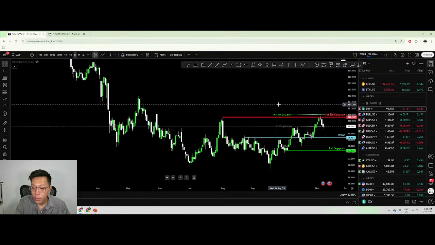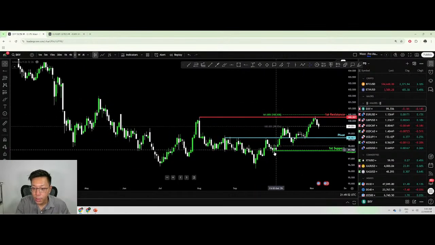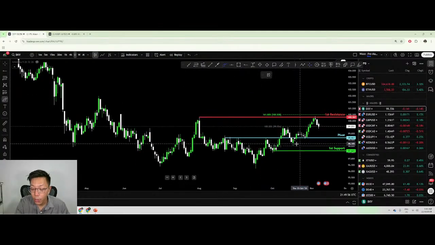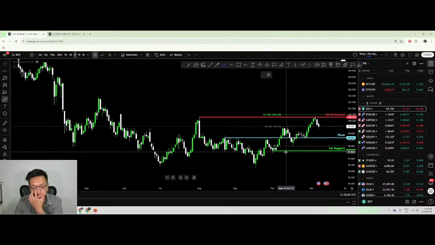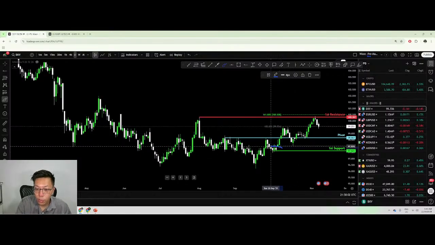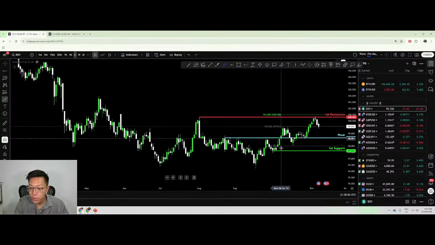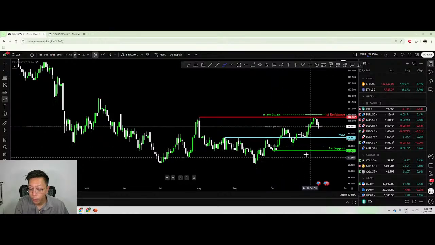Why I chose this as my first support is that since price is now in bullish momentum, we wouldn't expect price to come down to at least this first support. But of course, this is a precaution measure.